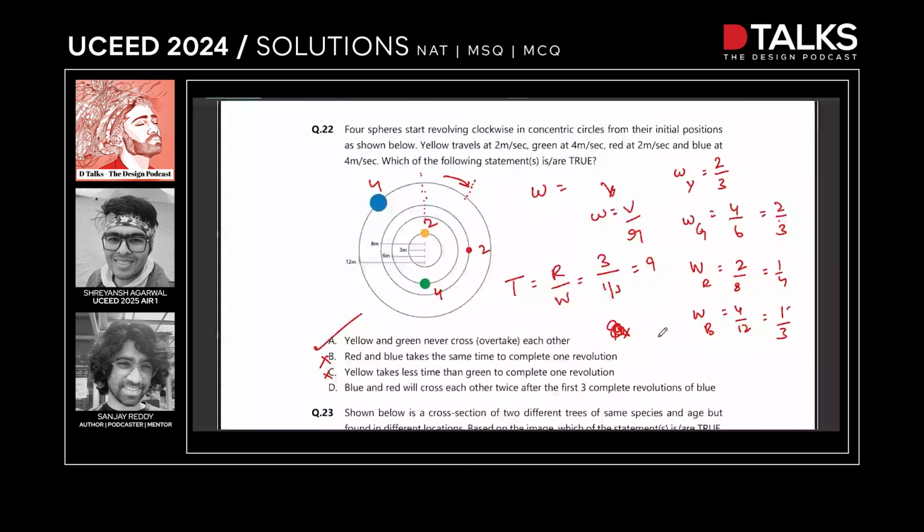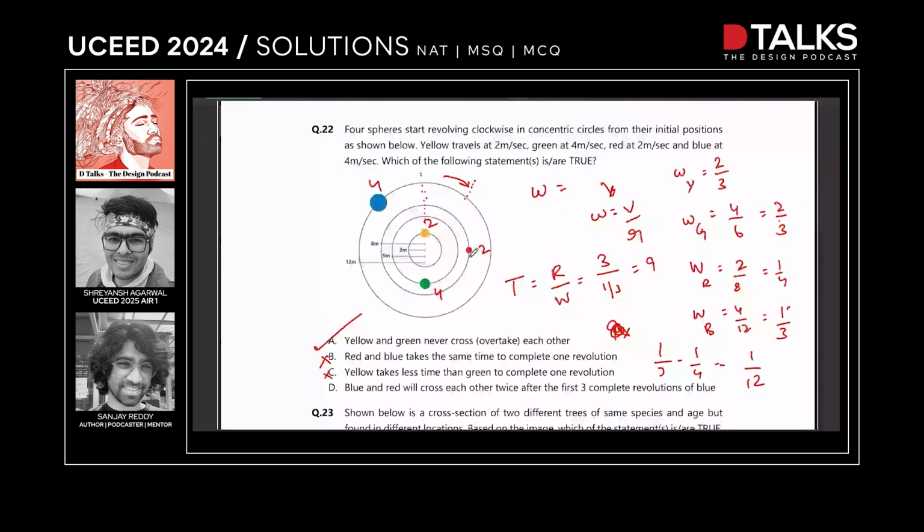So now instead of just directly calculating how many revolutions red will take, what we're going to do is find the relative velocity. Relative velocity is how fast red is moving in comparison to blue, which is WR minus WB, or WB minus WR, whichever is faster. Since blue is faster than red, 1 by 3 is greater than 1 by 4. So 1 by 3 minus 1 by 4 will give you 1 by 12, right?